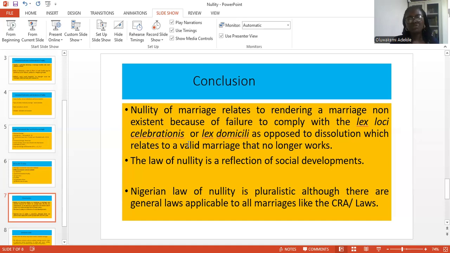I must mention that because of the plural legal system, the laws of nullity regarding the various types of marriages are peculiar to those kinds of marriages, but there are some general statutes that apply across them. So, in a nutshell, this is what we'll be looking at under the law relating to nullity of marriage in Nigeria, having looked at this general framework within which we work.